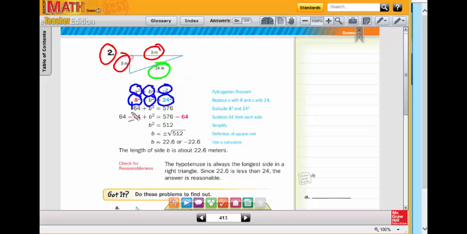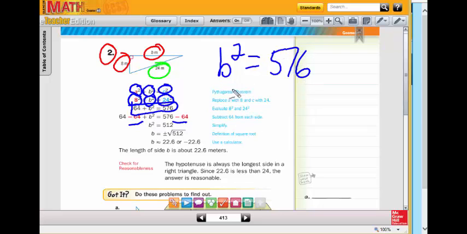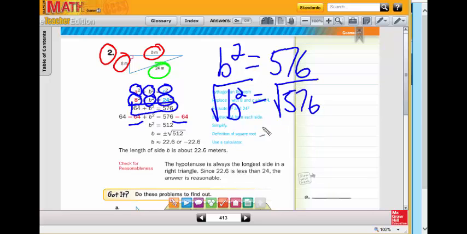So now we end up with this math right here. And we recognize that we need to subtract the 64 here, which we do right here, and we do it on the other side. Now I'm going to write it over here. We have b squared equals 576. And in order to figure out what b is, we have to take the square root of b squared and then the square root of 576. Remember, that's a refresher from earlier in the year.